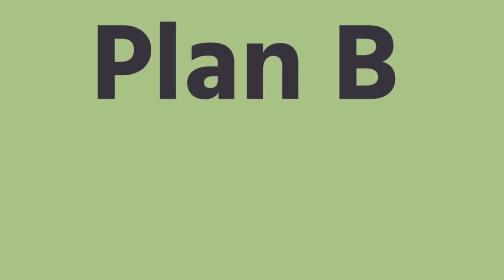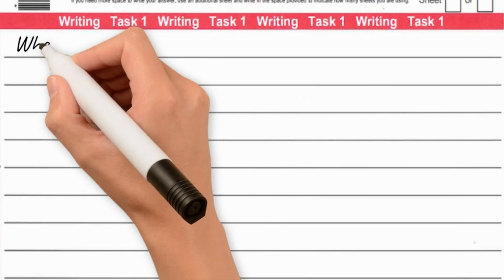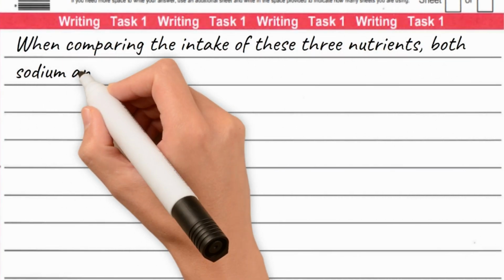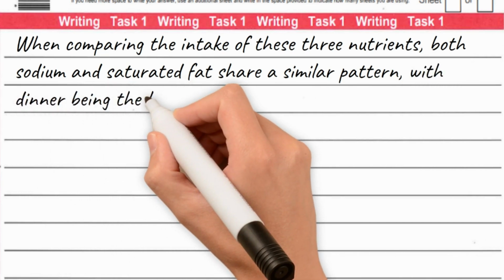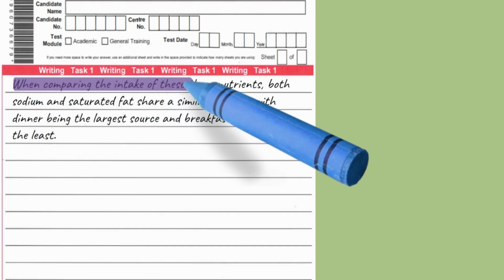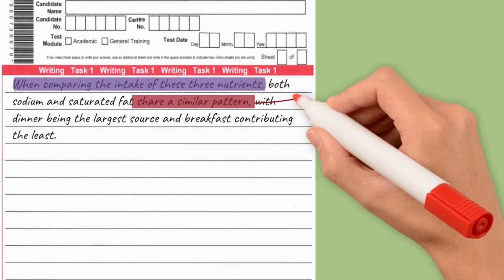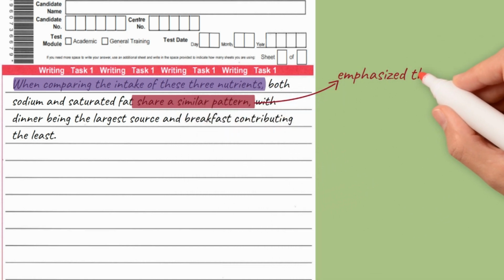Now let's move on to Plan B. Sentence 1. When comparing the intake of these 3 nutrients, both sodium and saturated fat share a similar pattern, with dinner being the largest source and breakfast contributing the least. Here, I directly state my comparison at the beginning. Then, "share a similar pattern" is a nice pattern you should try in your essay. Emphasize the similarity of sodium and saturated fat. There are no specific figures in this sentence, don't worry.